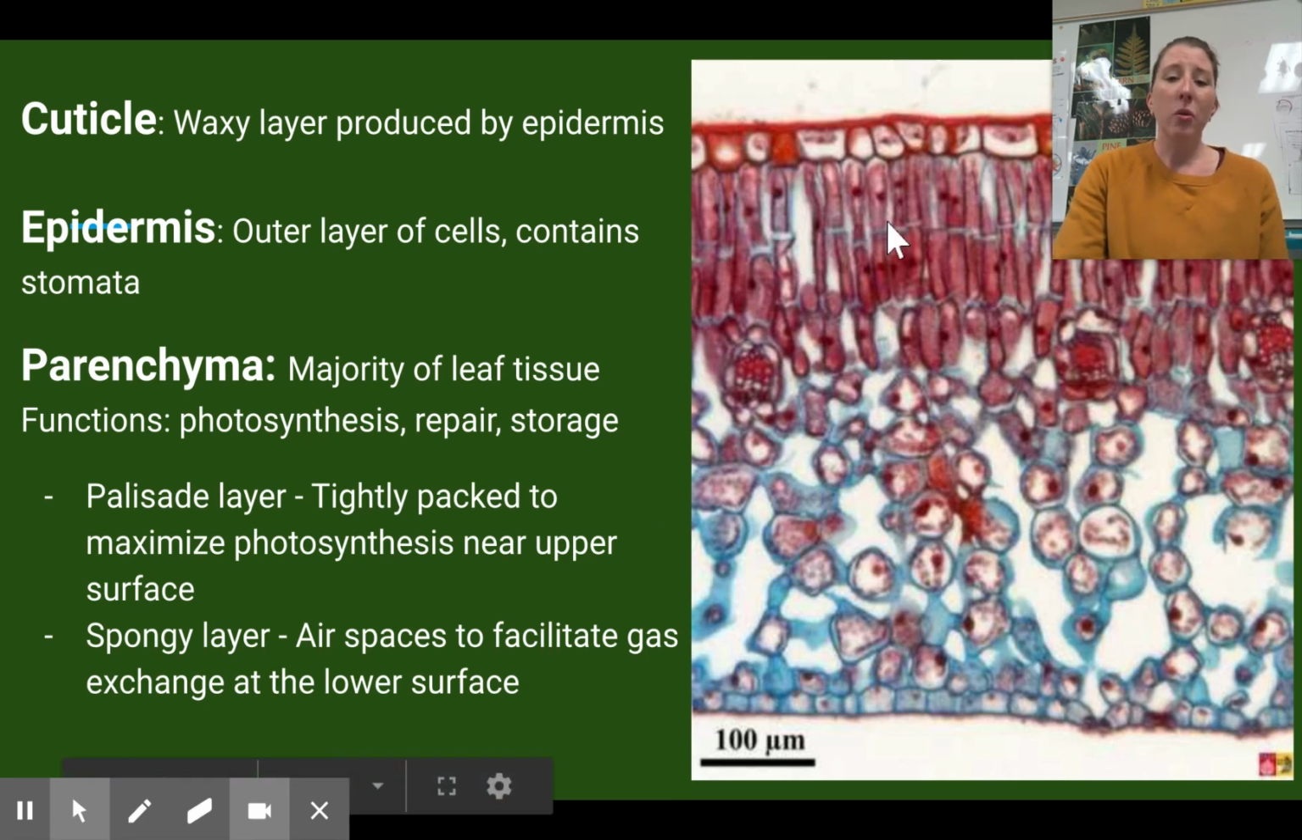And so of the two layers of parenchyma, we have the palisade layer, or palisade parenchyma, where we have these column-like cells tightly packed together to maximize photosynthesis where the sun's going to be hitting the plant, so on the upper layer. On the bottom layer, we have a spongy parenchyma or spongy layer, where there's lots of air spaces to allow for gas exchange at the lower surface, where we're more likely to find the stomata.